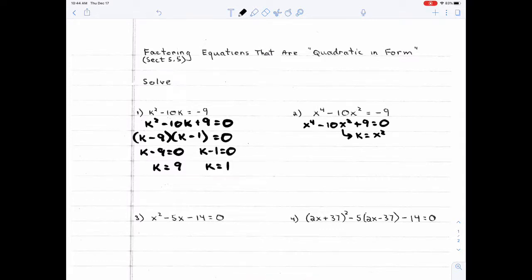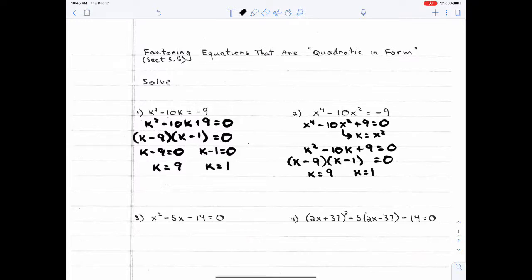Now, I'm going to substitute k in for x squared. Well, what would that make this? K squared minus 10k plus 9 equals 0. And if you find that confusing, quite frankly, I don't blame you. That's why I don't really care for this method myself. I just like to factor, but I'll just show it to you. Now factor this. So we have k minus 9, hopefully this looks familiar, times k minus 1. And then what? K equals 9 and k equals 1.